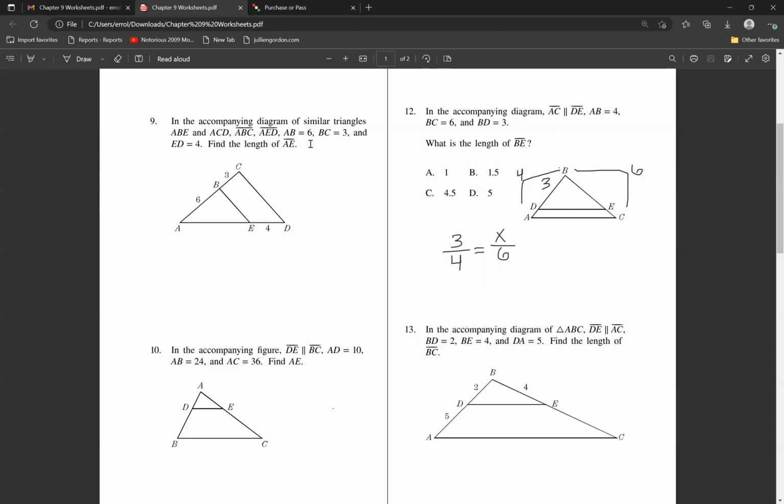BD equals 3. That's right. And they're saying AB equals 4. So 3 over 4 equals BE, which is x over 6. 4x equals 18. Good. Now divide by what? 4. So what's 18 divided by 4? 4.5. Exactly, 9 over 2. So which one? C, right? There you go. Now you got it.